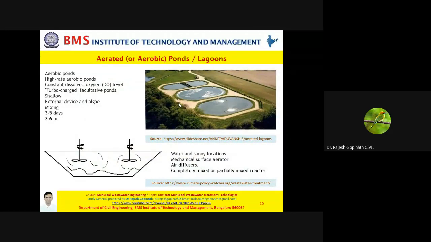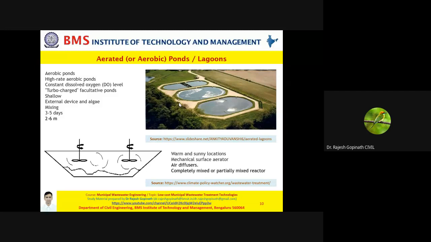Friends, your aerated pond is also called a high rate aerobic pond. The design objective is always to maintain a constant dissolved oxygen level, and remember, this constant dissolved oxygen level has to be maintained throughout the depth. Therefore, they are also viewed as turbocharged facultative ponds, that is, with add-on oxygen functioning. These aerobic ponds are used for soluble waste, that is, the primary effluents, wherein there is possible penetration of sunlight throughout the depth.